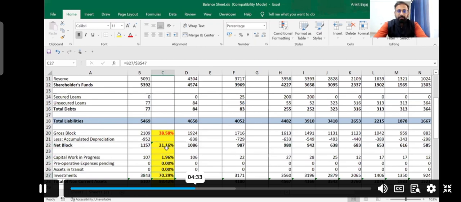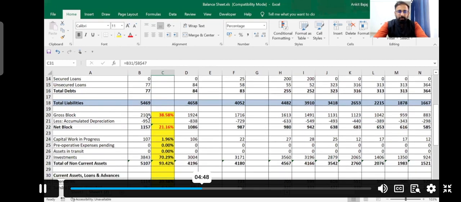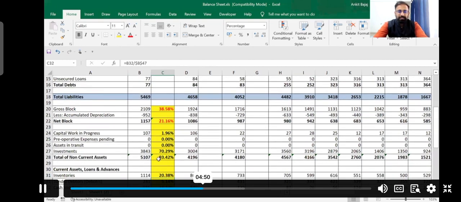Further, if you see the weightage of net block, it is different from gross block, because here we are charging depreciation. So the value of net block is approximately 21%. Now, if I talk about the total value of non-current assets, the total weightage of non-current assets is 93.42 percent.